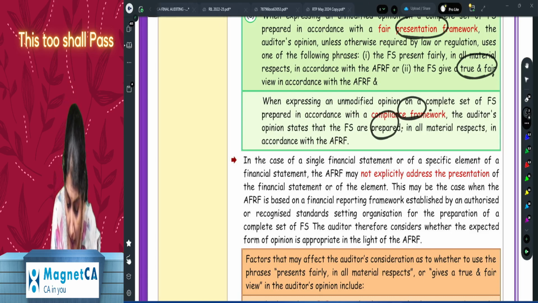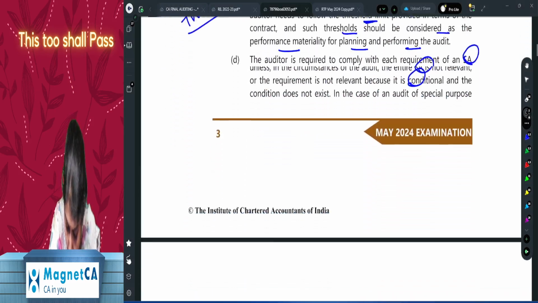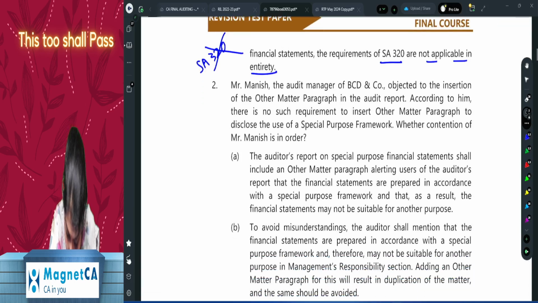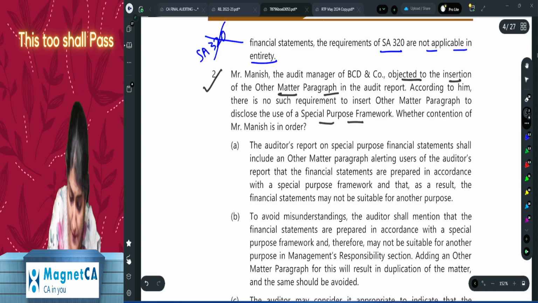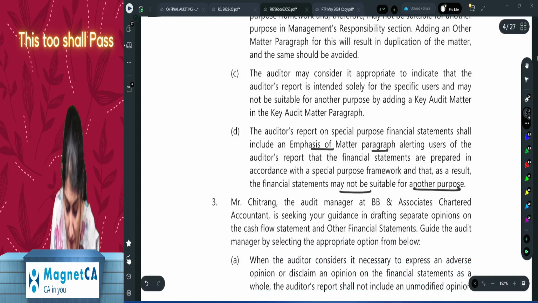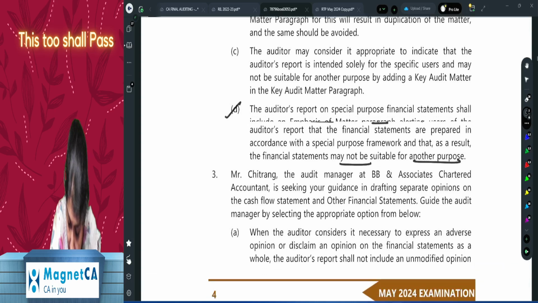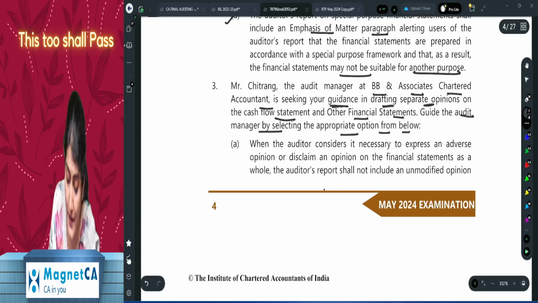Let's come to the RTP May 24. Those are the specific questions they have put over there. The question on Manish, the audit manager of BCD, who objected to the insertion of other matter paragraphs for the special purpose framework. For a special purpose framework, you have to put the paragraph saying emphasis of matter, that it may not be suitable for another purpose. And then Chitrang, the audit manager at BB, an associate chartered accountant, is seeking your guidance in drafting the separate opinion on cash flow and other financial statements. Guide the audit manager by selecting the appropriate option from below.